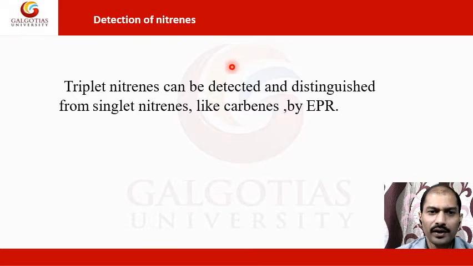Now triplet nitrene. Singlet nitrene is neutral, the spins cancel out, and it is diamagnetic. And if you see the triplet nitrene, it can have free radical electrons in different orbitals. So this singlet nitrene, like carbenes, you can go with EPR, electron spin resonance spectroscopy, or ESR spectroscopy.